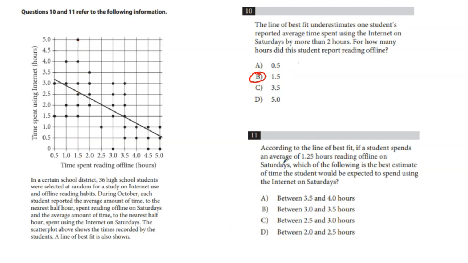So we come to question 11. According to the line of best fit, if a student spends an average of 1.25 hours reading offline, so let's trace that. So here in between here will be that. It's right there. Okay, so let's continue. On Saturday, which of the following is the estimated time the student would be expected to spend using the internet? So we have to trace it. Trace it here and see that it's between these two numbers, 2.5 and 3. So this C here will also be the best option.